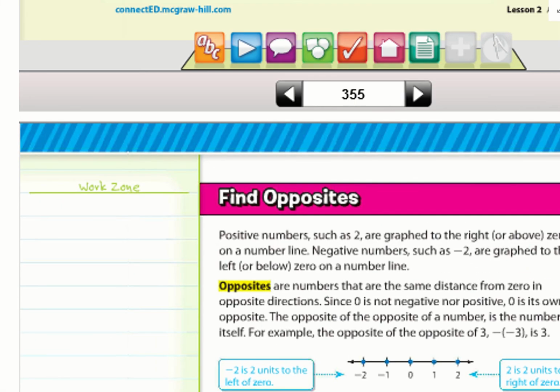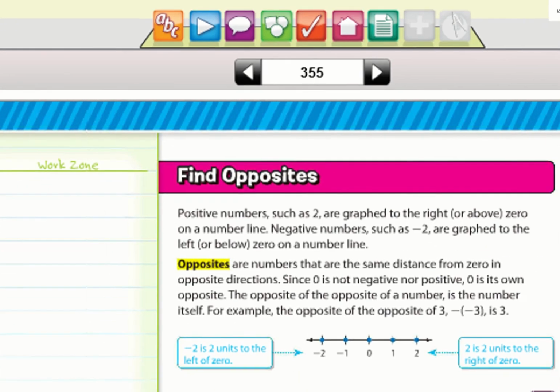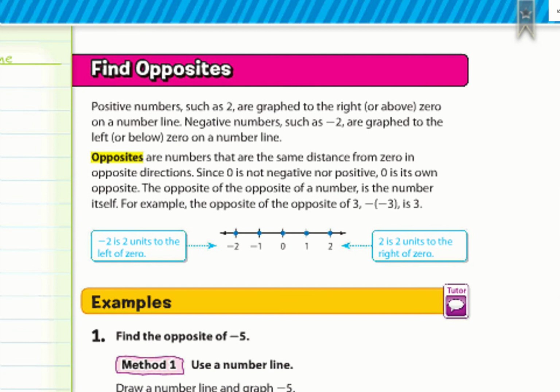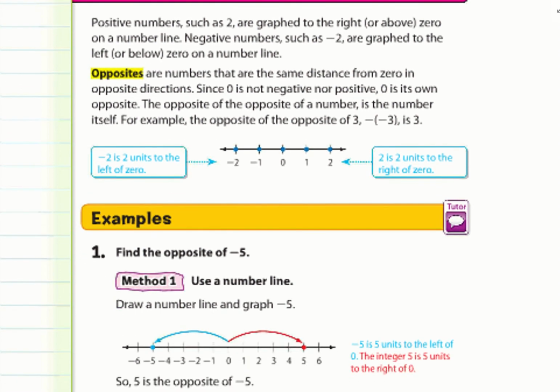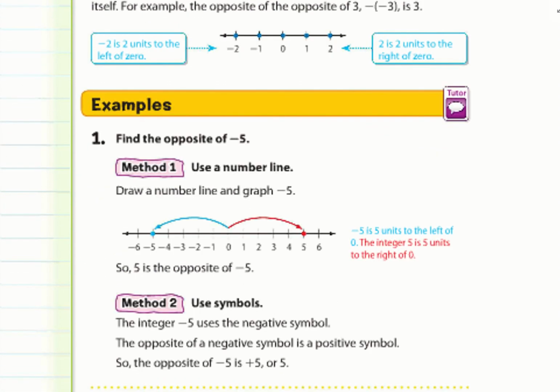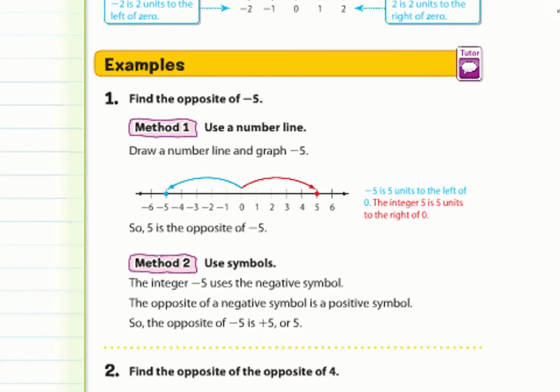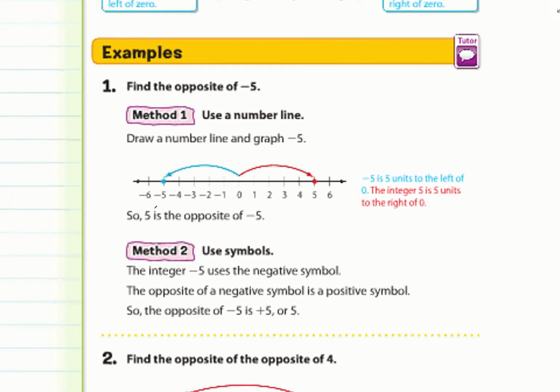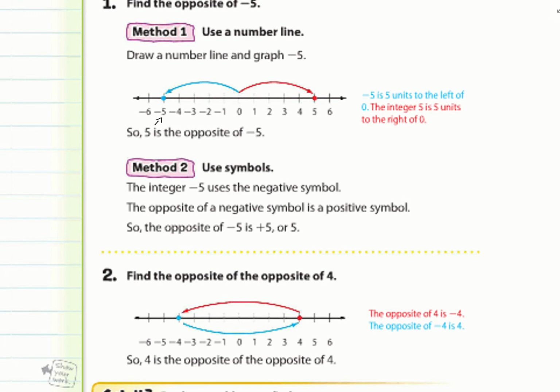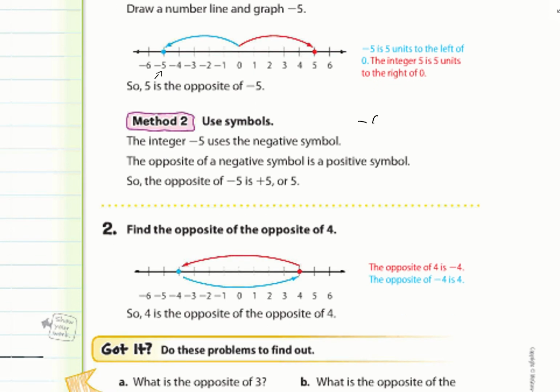So find the opposites. The opposite of 2 is -2. The opposite of -2 is +2. Opposite numbers are the same distance from 0 in opposite directions. So number 1, find the opposite of -5. So one way is we can use a number line. So -5, find the opposite. So we go 5 here to 0, then another 5 to the right, and it's +5. The other way is just change the symbol. If it's -5, the opposite is going to be +5. Or you can just say 5.